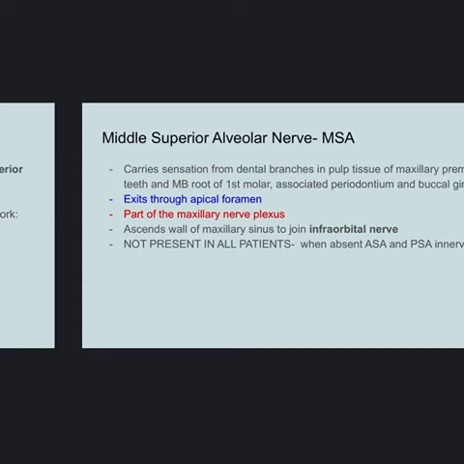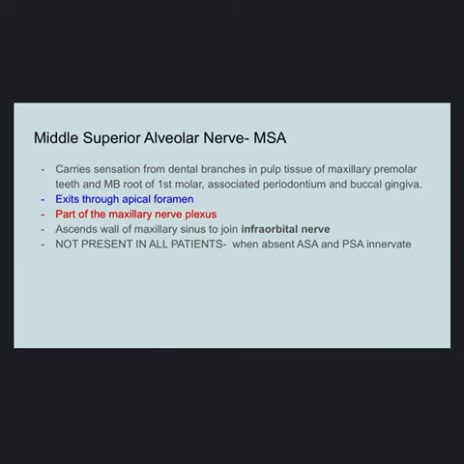The ASA receives branches from surrounding periodontium, forming a nerve network which innervates the facial gingiva, and the ASA often crosses the midline. The MSA, or the middle superior alveolar nerve, carries sensation from the dental branches and the pulp tissue of the maxillary premolar teeth and MB root of the first molar associated with periodontium and buccal gingiva. And like I said before, the MSA does exit through the apical foramen. It is part of the maxillary nerve plexus, and it ascends the wall of the maxillary sinus to join the infraorbital nerve. The MSA is not present in all patients, and when it's absent, the ASA and the PSA innervate.